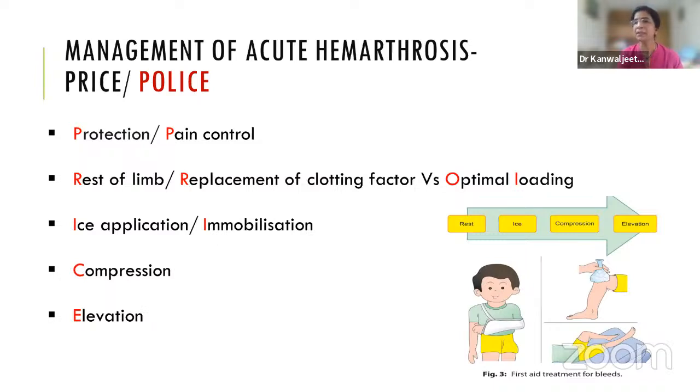As I talked to you earlier, lower temperature also leads to activation of the coagulation cascade and deterioration of the factors. Earlier it was RICE, then came PRICE. It was realized that protection of the affected joint is also important, along with pain control. And now the revised guideline says PRICE-OLM, which means protection, ice application, compression and elevation remain the same, and optimal loading of the joint. We should start mobilizing the joint as soon as feasible under factor cover.